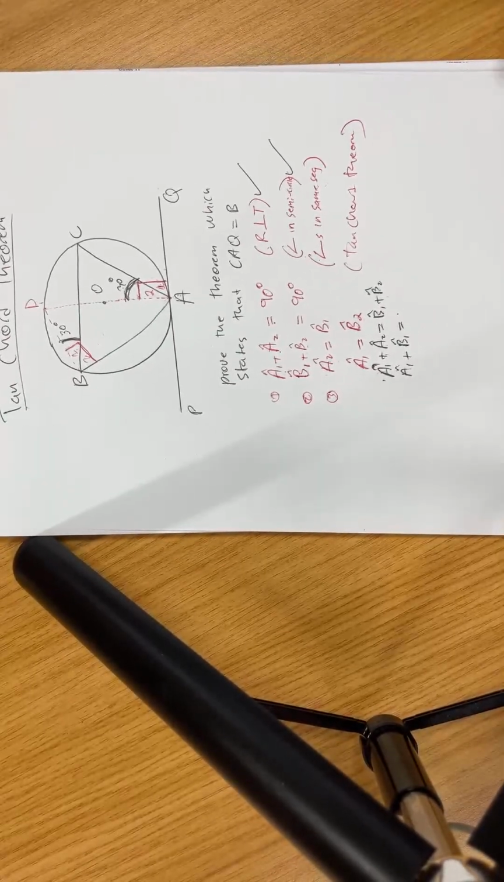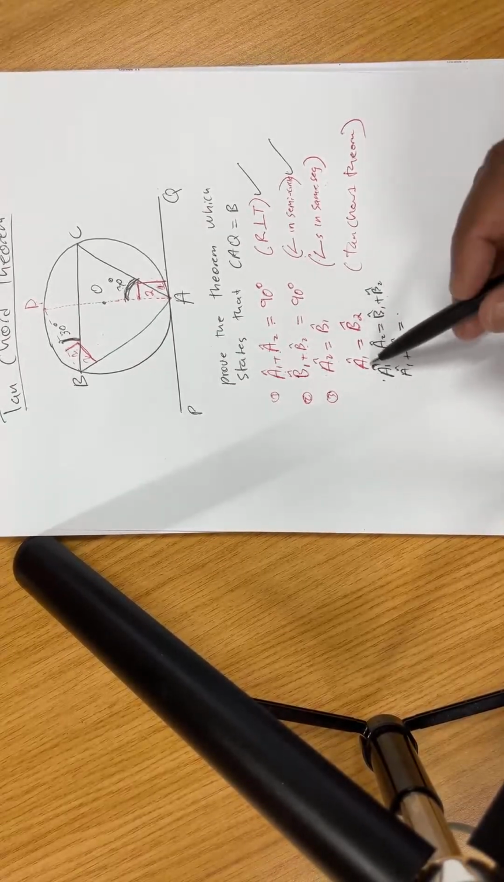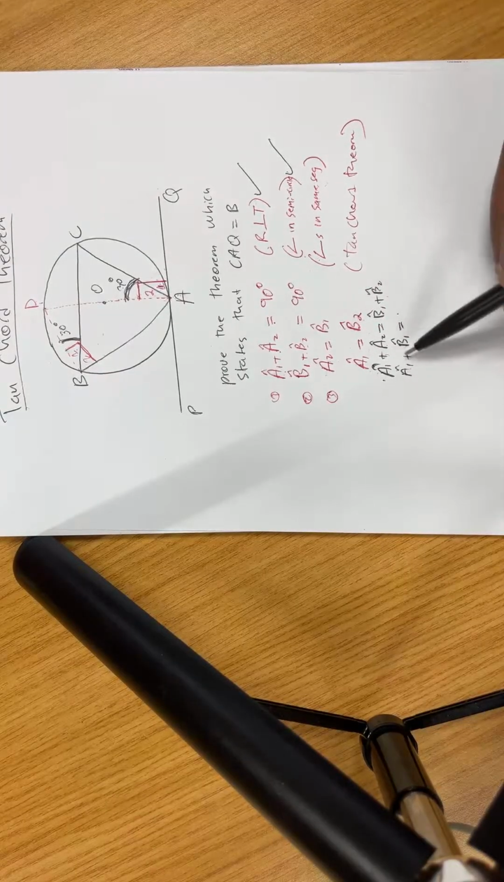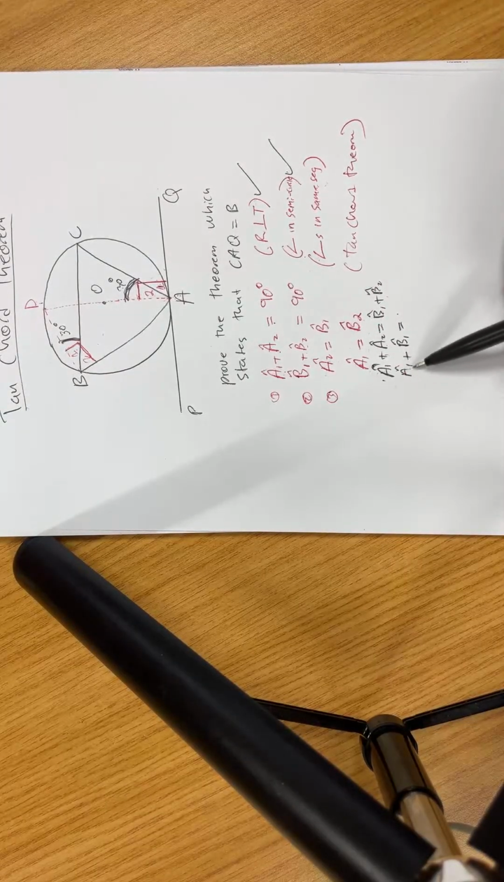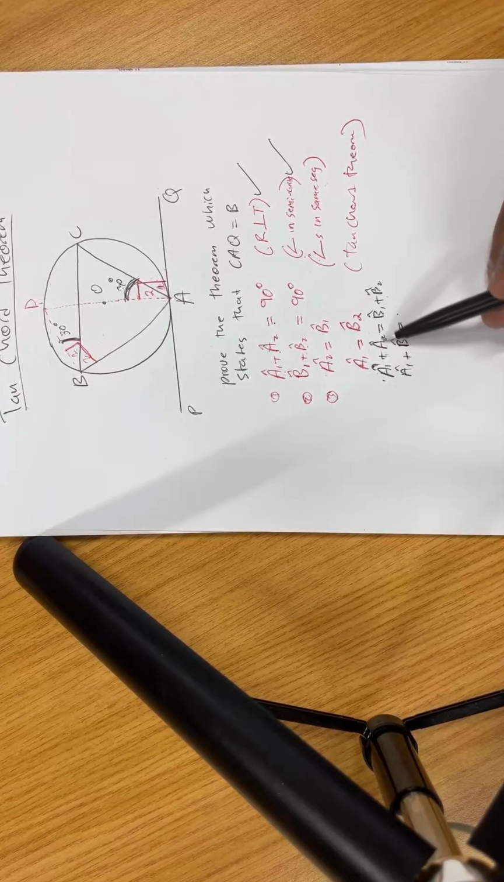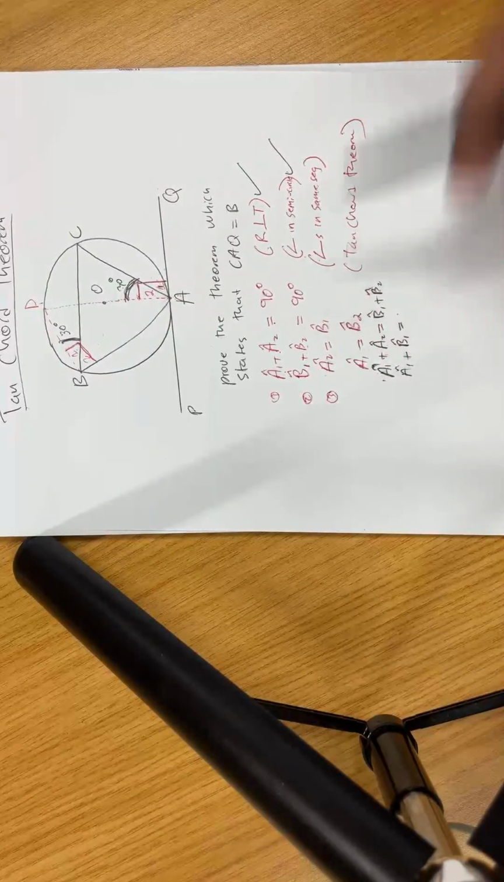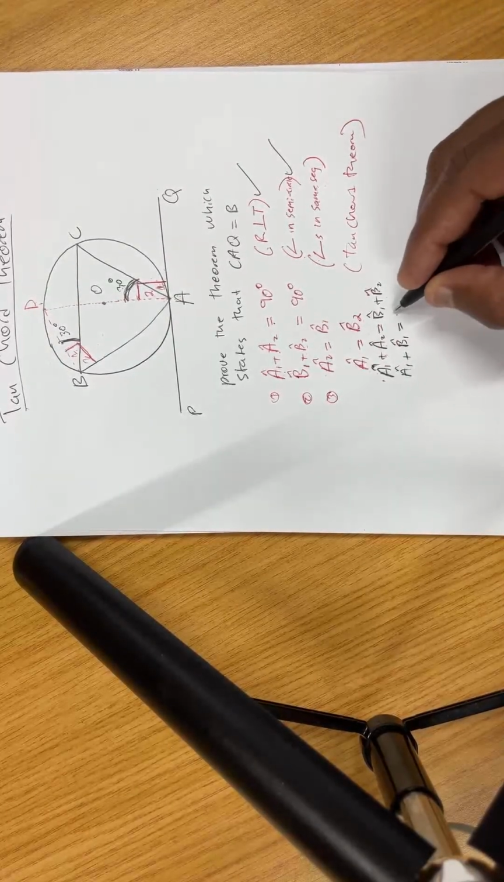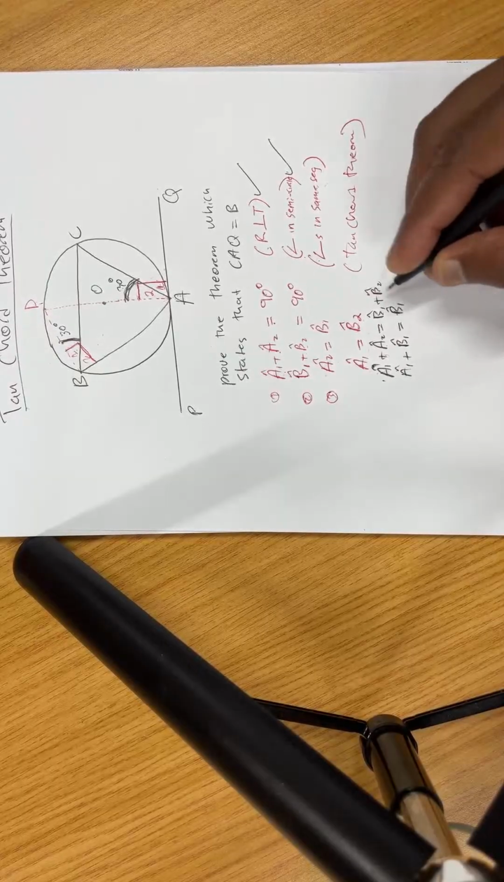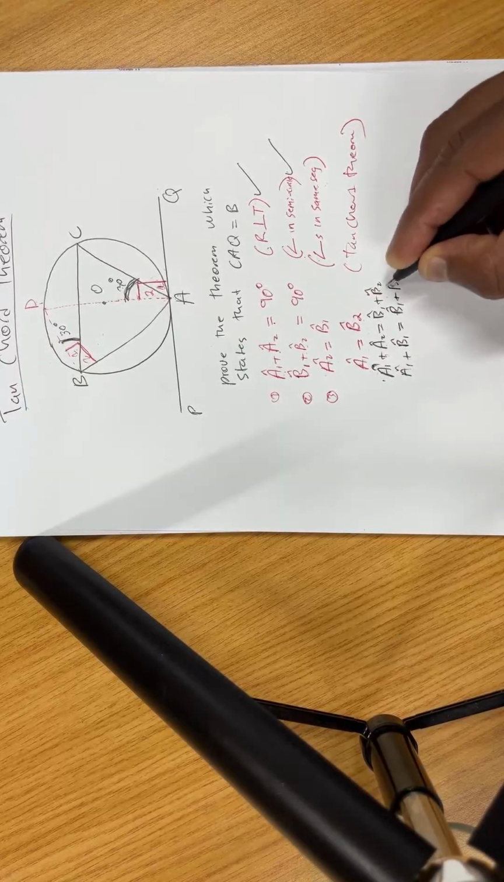All right. Here we are proving that A1 plus B1, with A2 replaced by B1, because I proved that angle A2 equals B1, is equal to B1 plus B2.